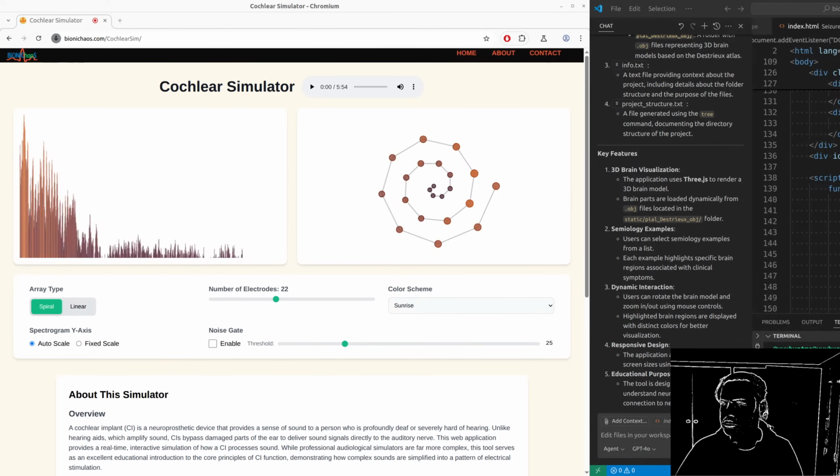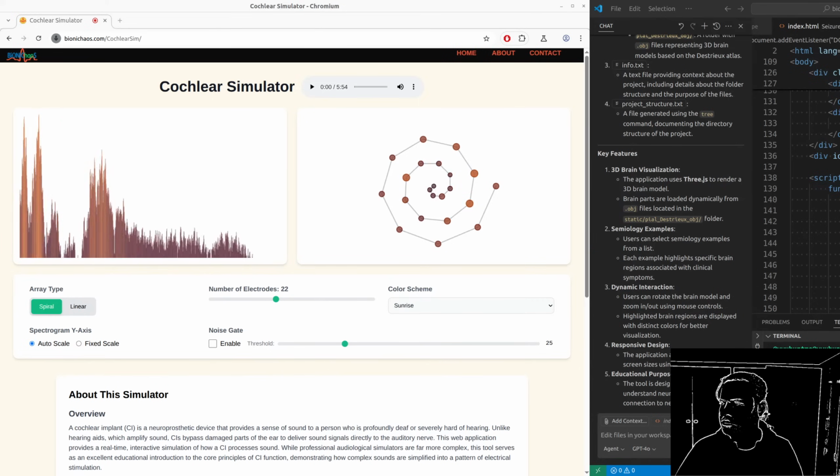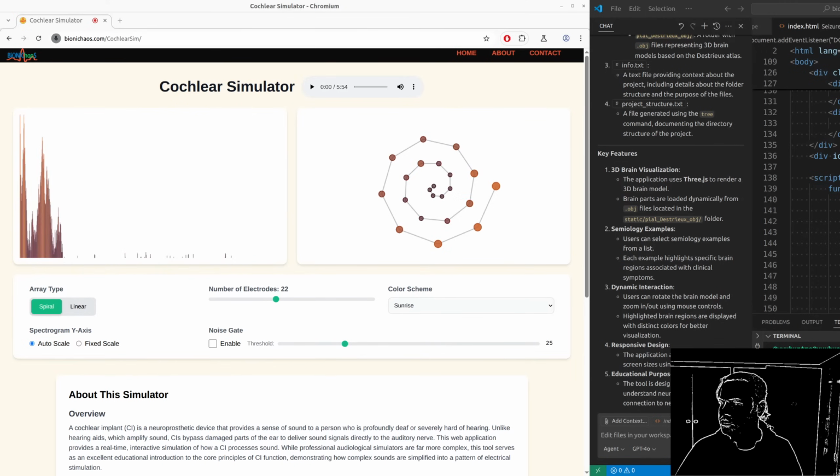So if I'm a student just trying to understand, say, what an arrhythmia looks like on an ECG, BioniChaos is perfect for that immediate visual feedback. Exactly. It's about building that conceptual clarity.